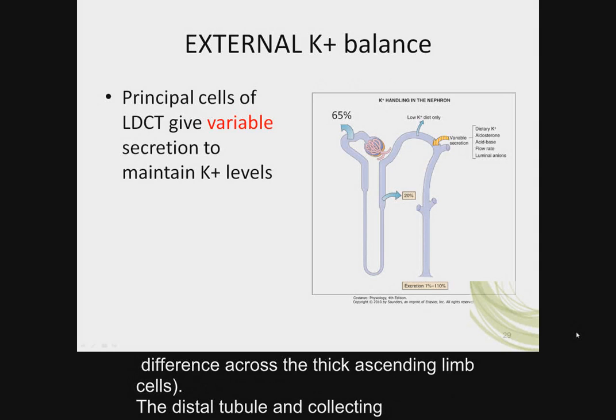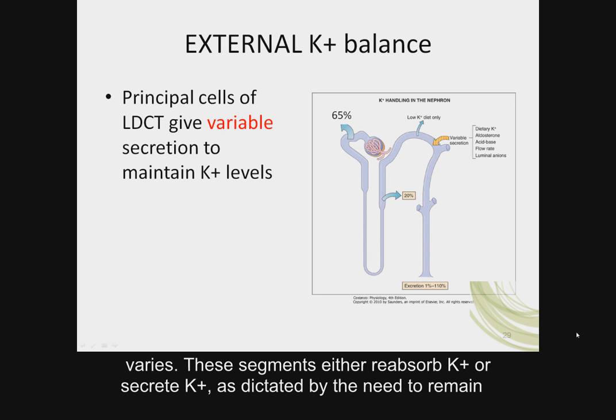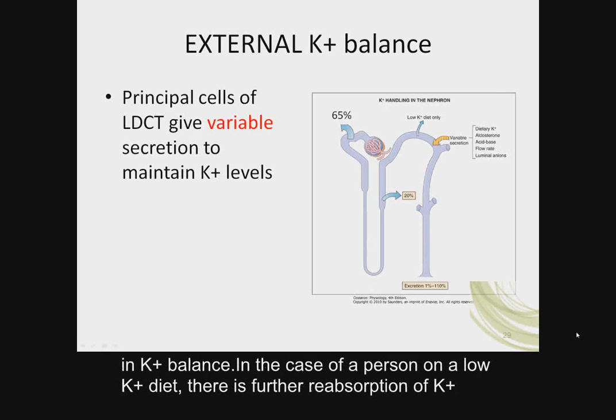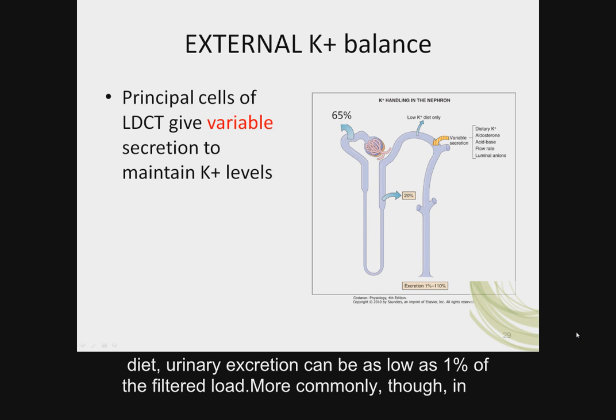The distal tubule and collecting ducts are responsible for the adjustments in potassium excretion that occur when dietary potassium varies. These segments either reabsorb potassium or secrete potassium as dictated by the need to remain in potassium balance. In the case of a person on a low potassium diet, there is further reabsorption of potassium by the alpha intercalated cells of the late distal tubule and collecting ducts. On a low potassium diet, urinary excretion can be as low as 1% of the filtered load.